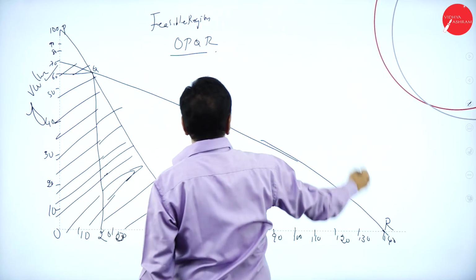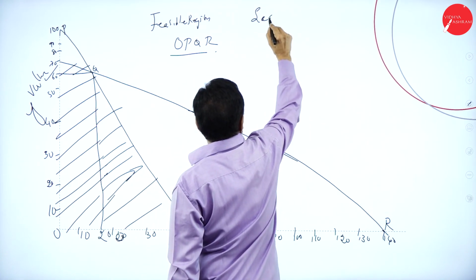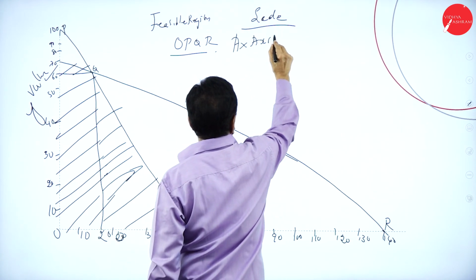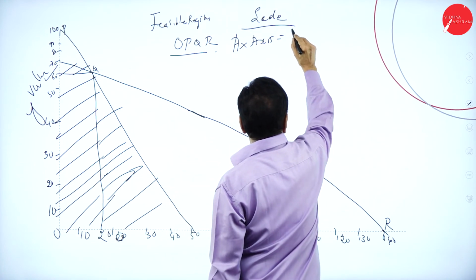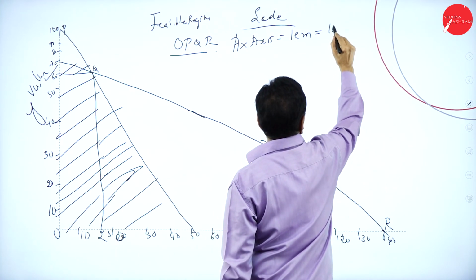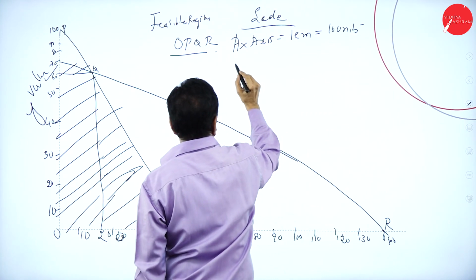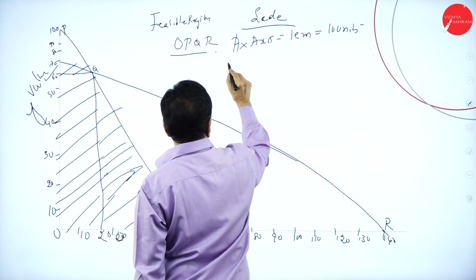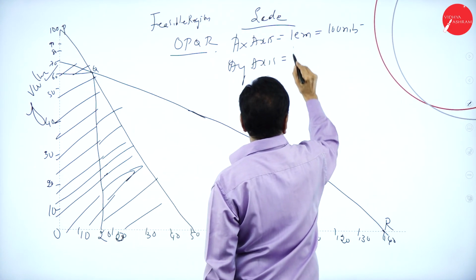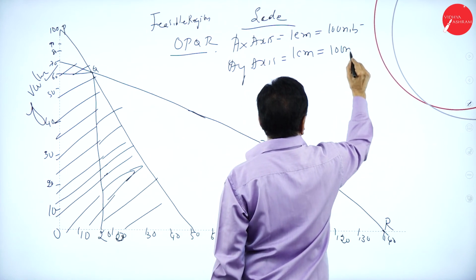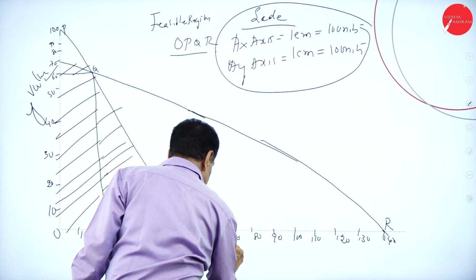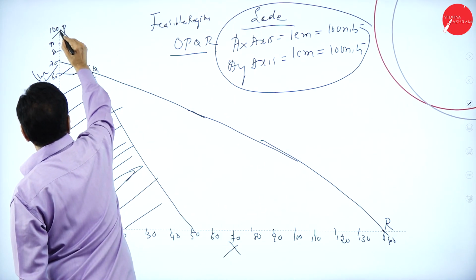X and Y graph scale. On the X axis, 1 centimeter is 10 units. On the Y axis, 1 centimeter is equal to 10 units. This is the scale I have taken. This is the OX axis. This is the OY axis.